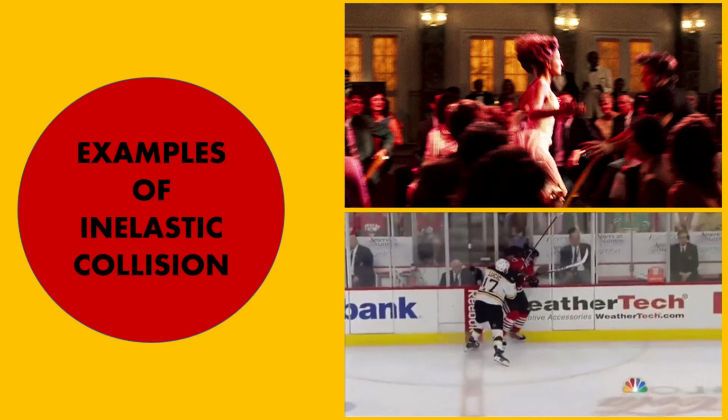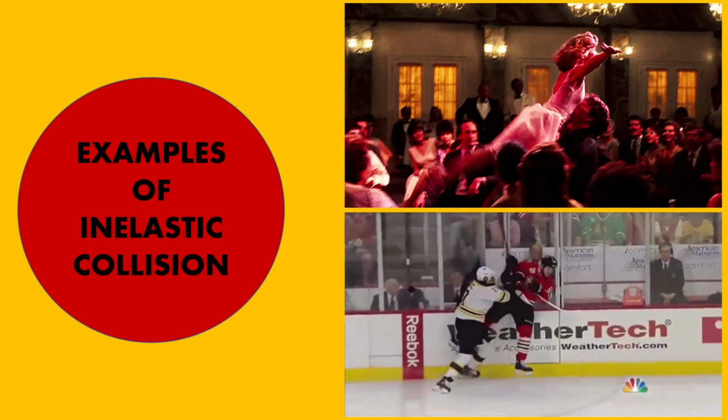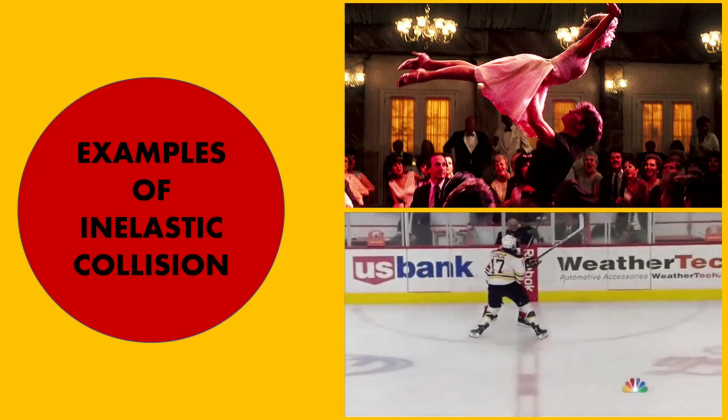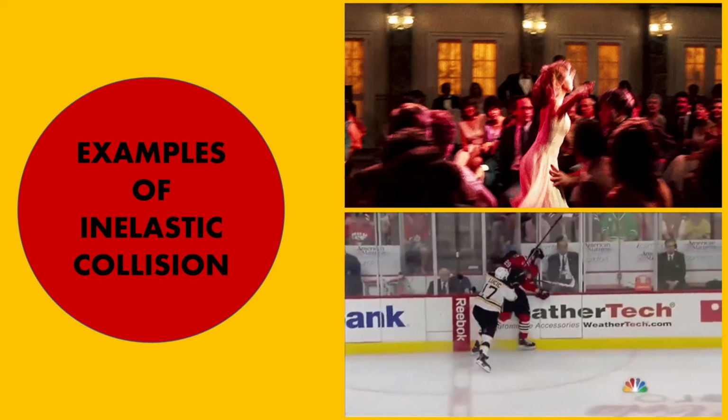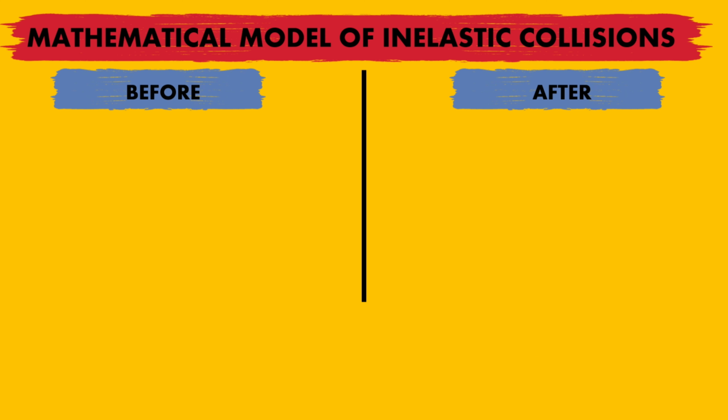Here are another two examples of an inelastic collision. In both cases, we see two bodies that start as separate bodies, but after collision, they move together as one body. Just like there is a mathematical model for an elastic collision, which was discussed in the previous video, and you can find a link to that video in the description below, there is also a mathematical model for an inelastic collision. Similarly to an elastic collision, ideally, we start by splitting the question into the before and after.